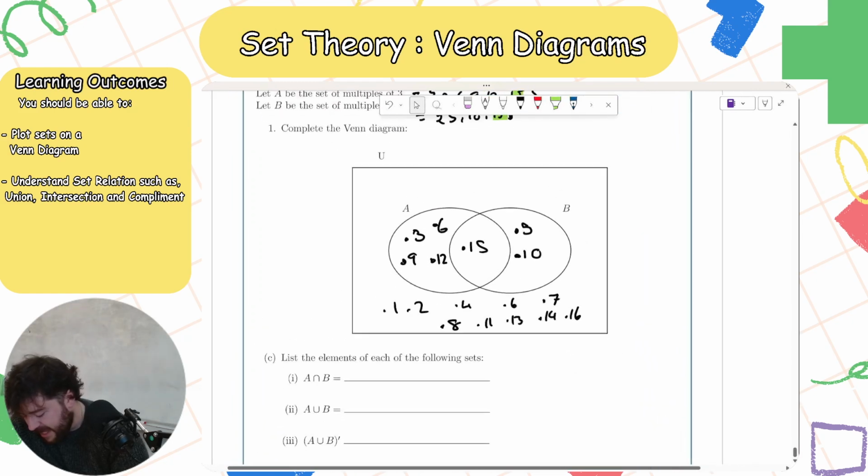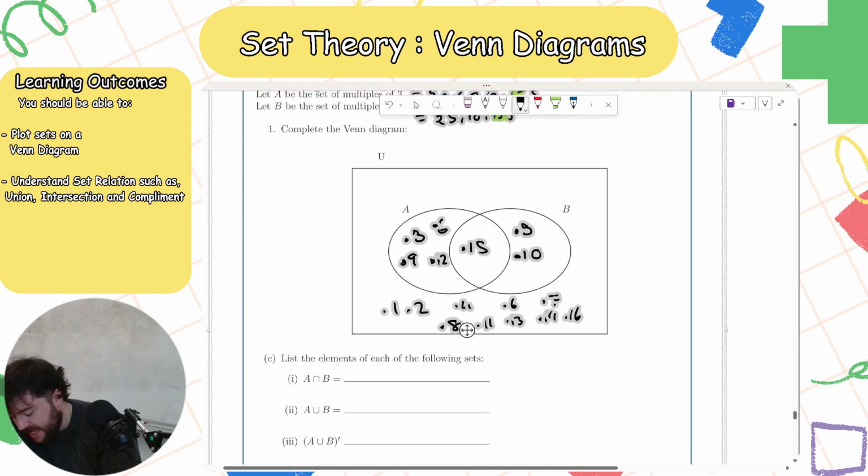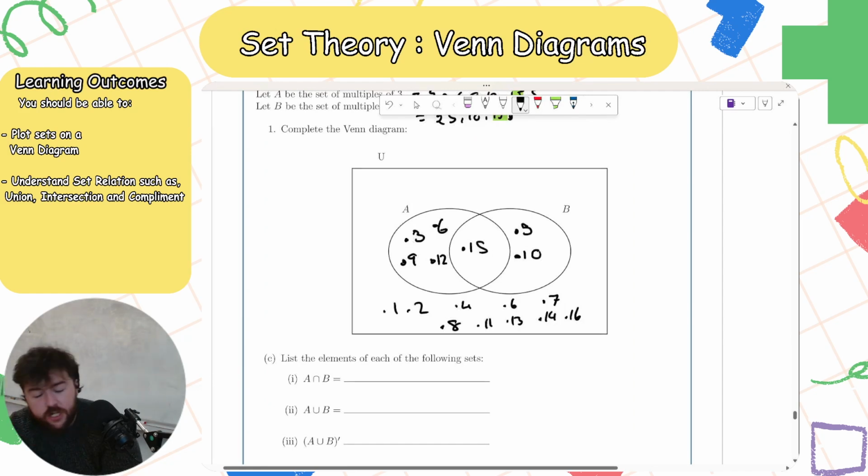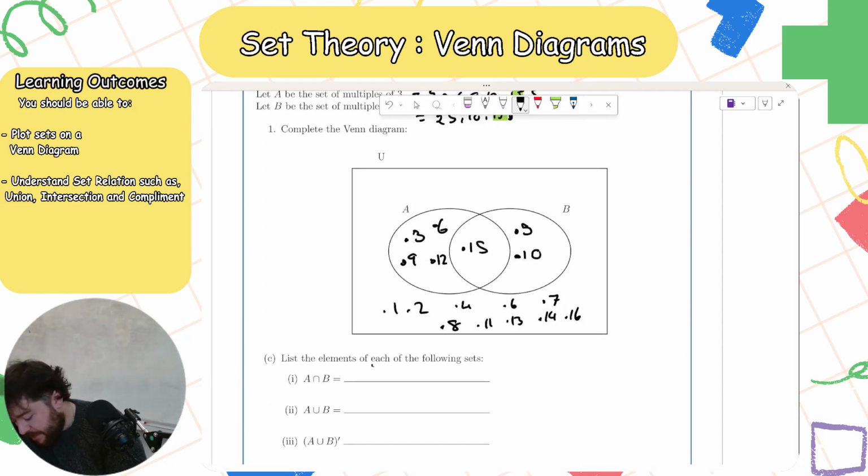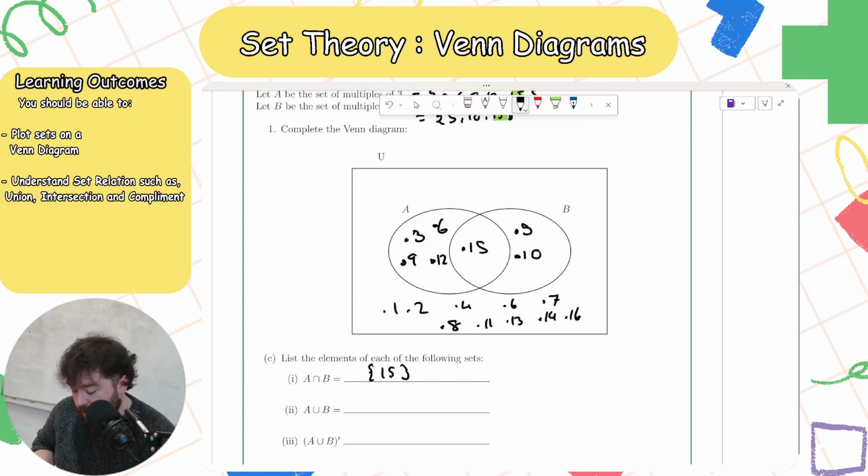List the elements in A intersection B. So intersection, the symbol means intersection. So what do they have in common? They both have a 15. It's very important as well when we're answering these questions to draw the squiggly bracket.